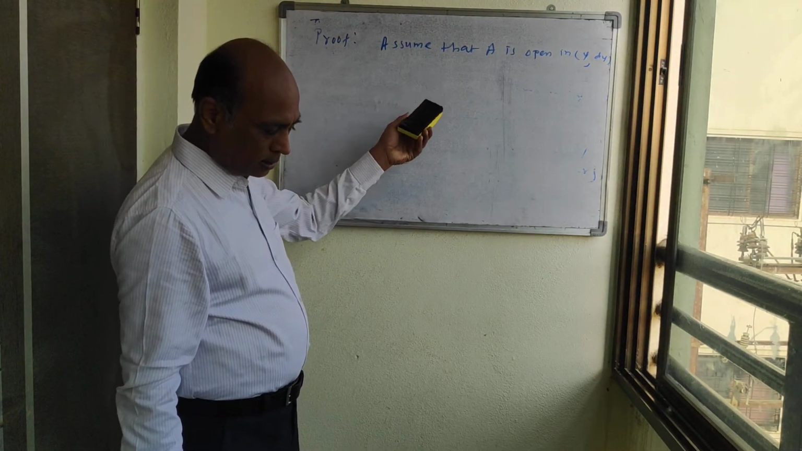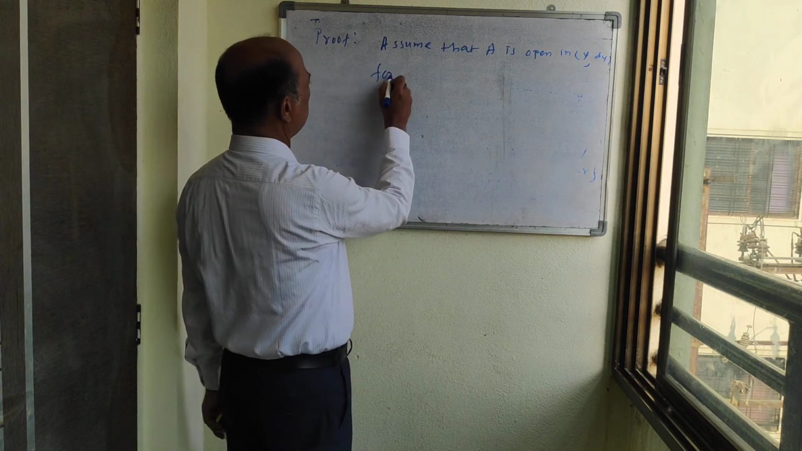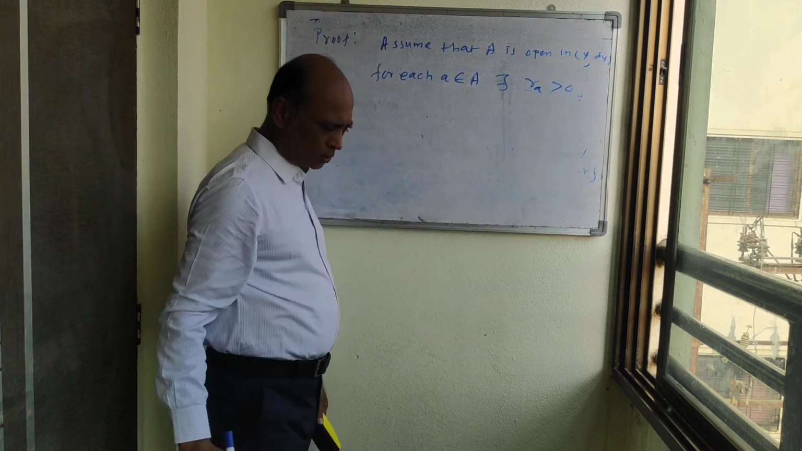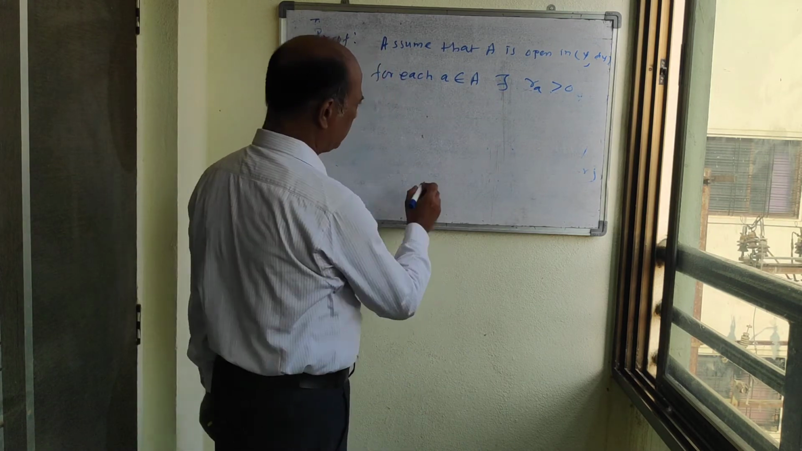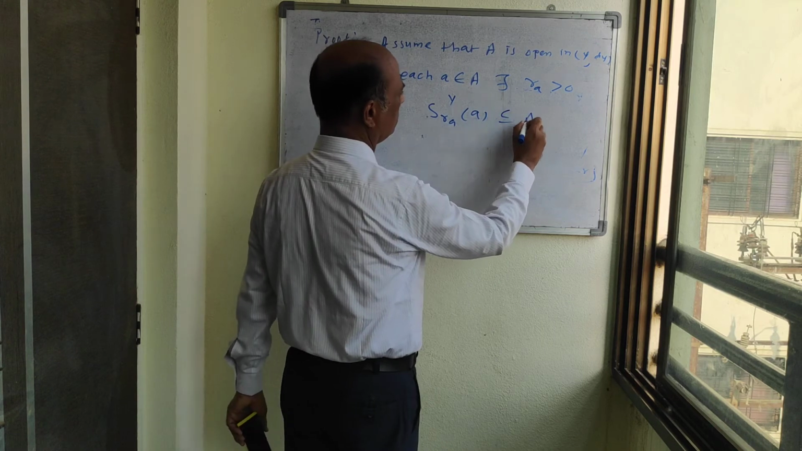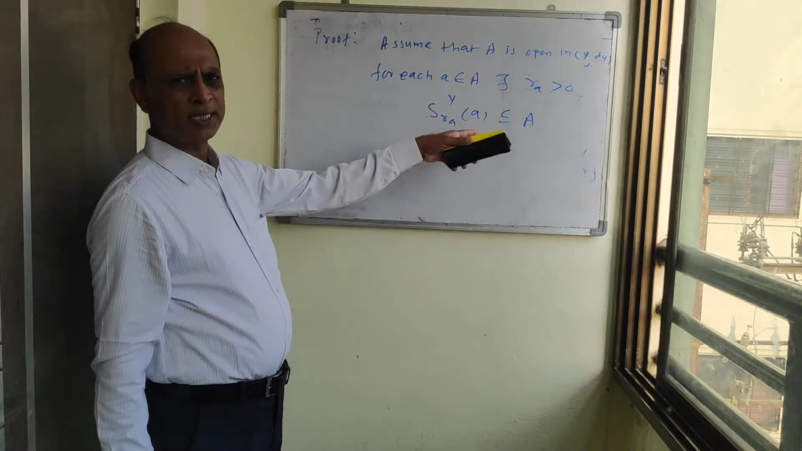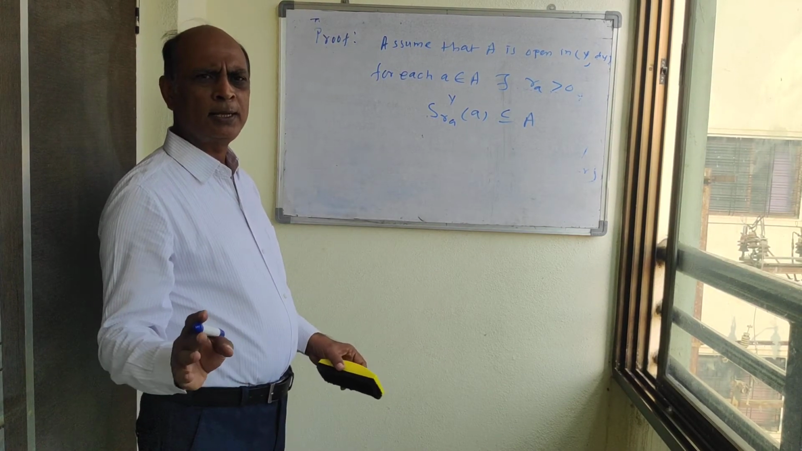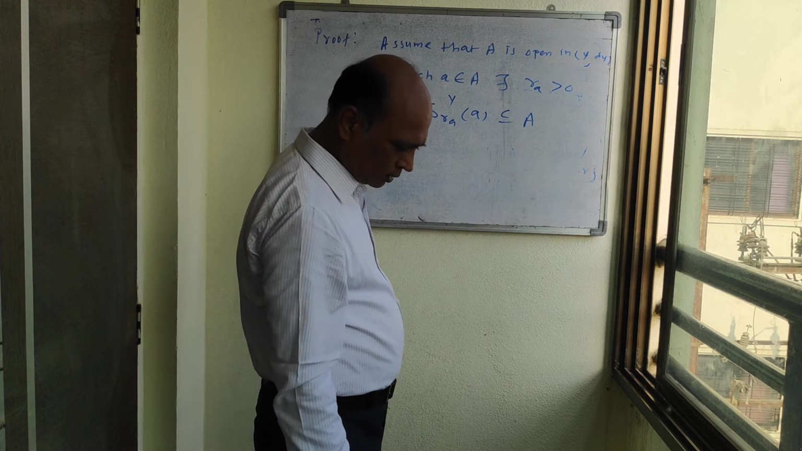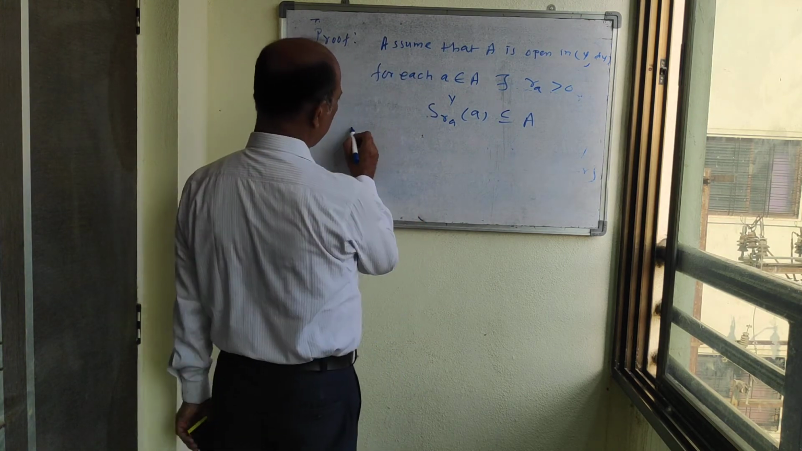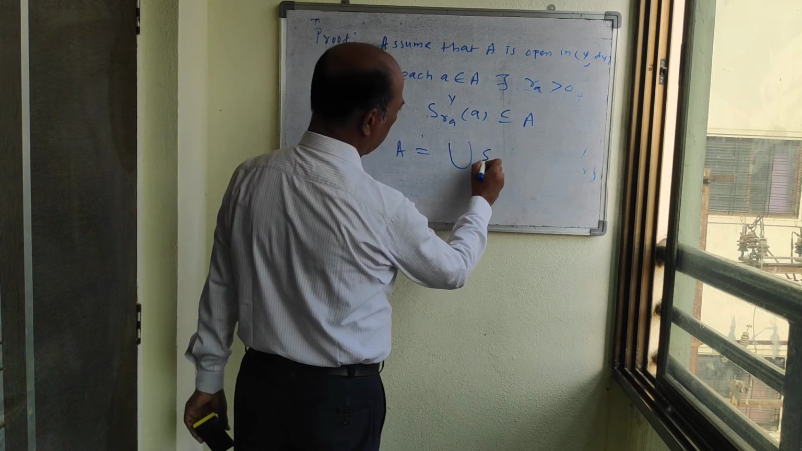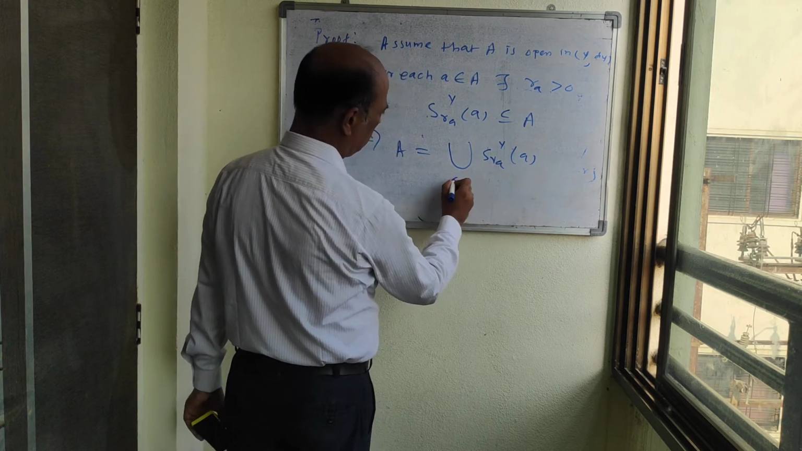It means for each a belonging to A, there exists r_a greater than 0 such that S_{r_a}^Y(a) is a subset of A. This is a similar concept, similar definition, to that of the metric space (X, d). So S_{r_a}^Y(a) is a subset of A, which implies that A is equal to the union of S_{r_a}^Y(a), where a belongs to A.